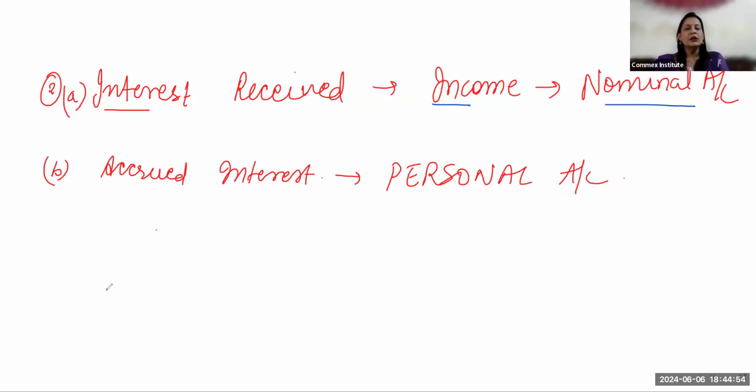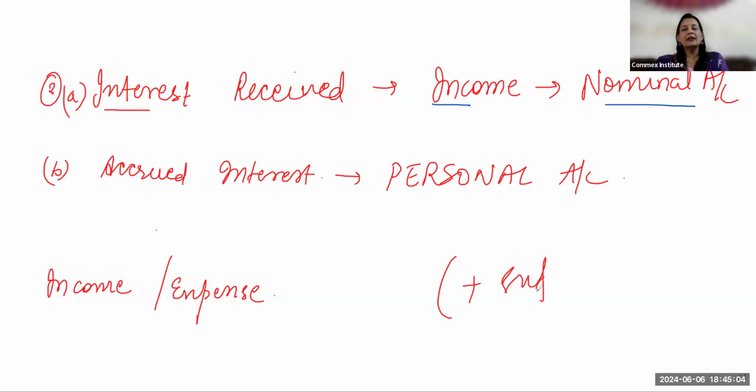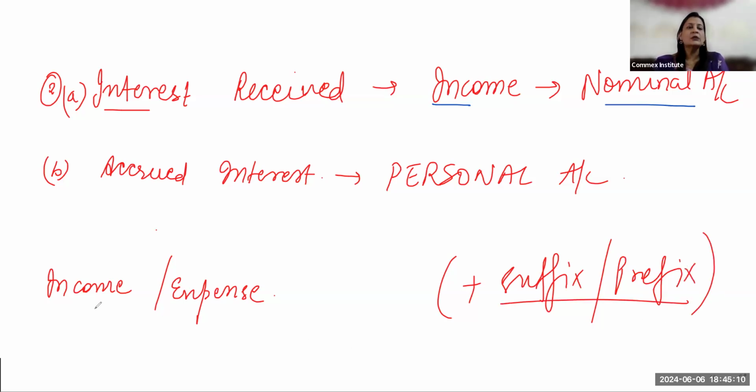Is this difference clear? So you have to see whether it is plain income or expense, or there is any suffix or prefix. If there is any suffix or prefix, then it becomes personal account. If it is a pure income or an expense, it is a nominal account. And all our asset accounts are real accounts, except your debtors and your prepaid expense and accrued income only, because that is personal account, we know that.